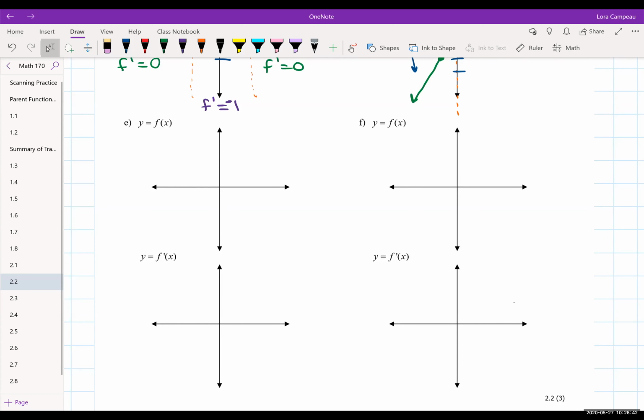What's happening here? We're going to look at something like a trig-like function in some cases. Let me see if I can draw this out. 1, 2, 3.